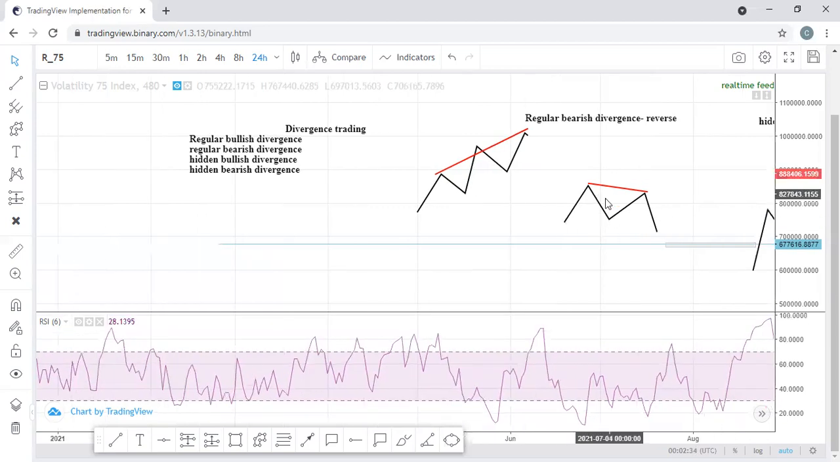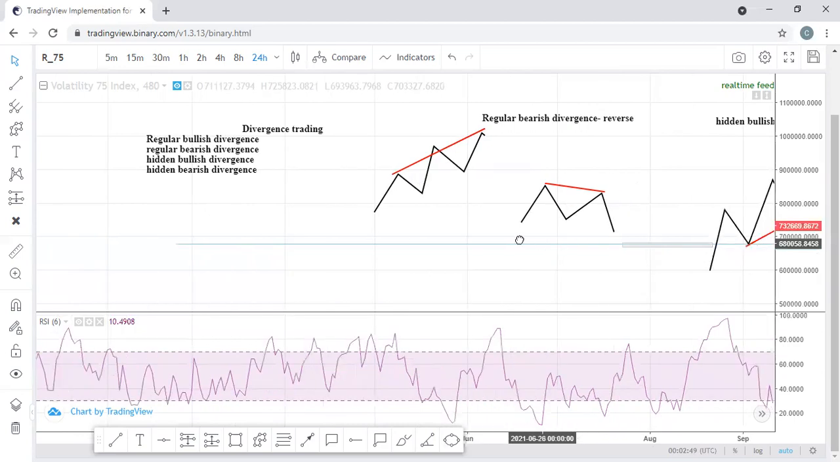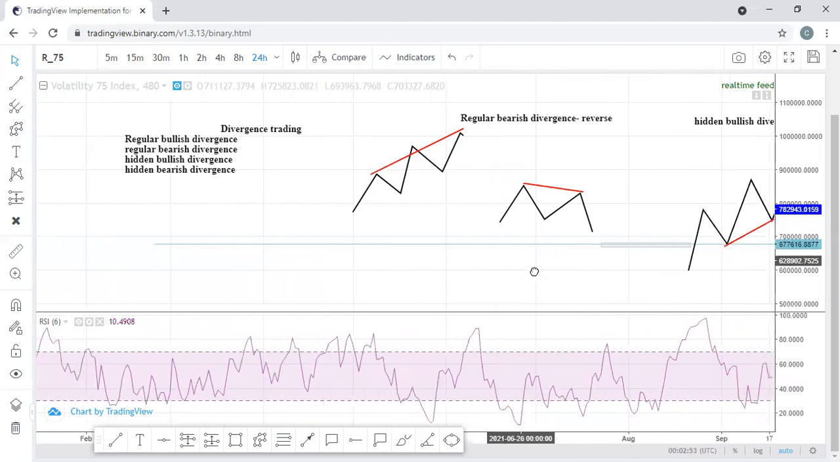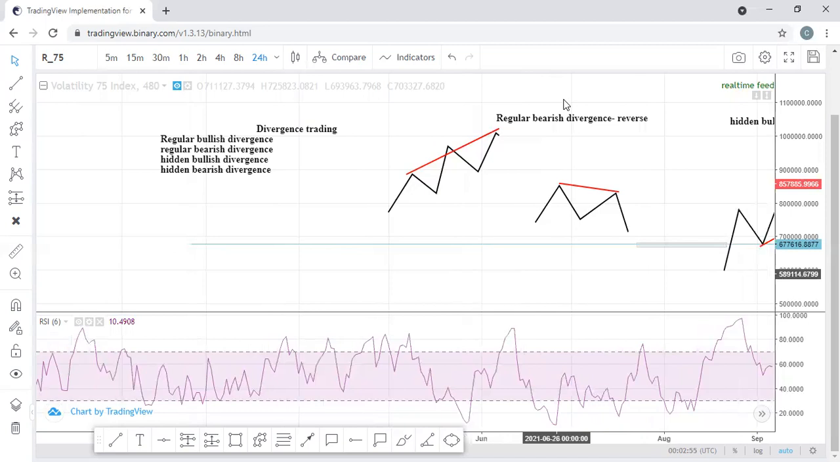So you see the market doing something like this. Instead of making a series of higher highs and higher lows, you're seeing a sharp difference. So this is a regular bearish divergence. It tells that the market is going to reverse from being bullish to becoming bearish. This is a regular bearish divergence, right? It tells you about the reversal.